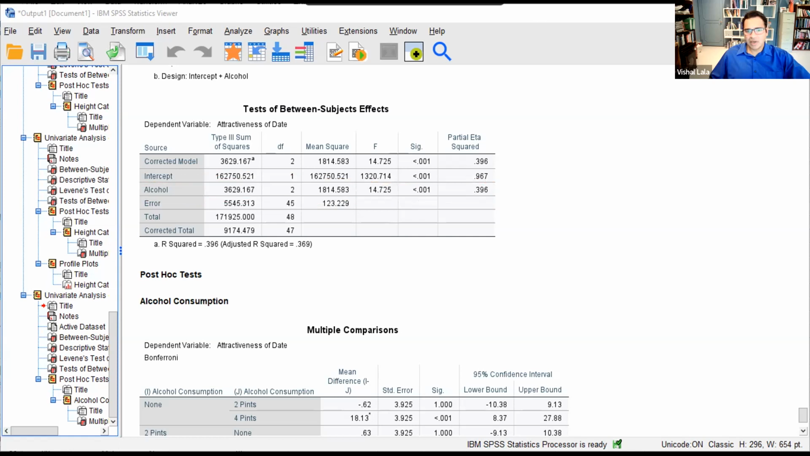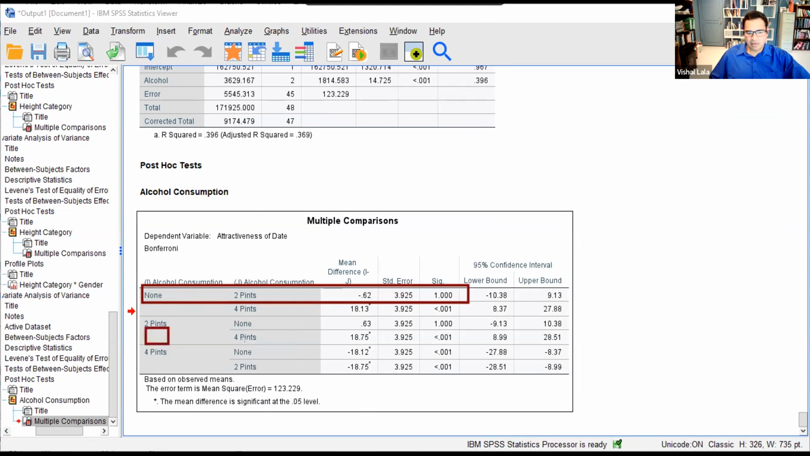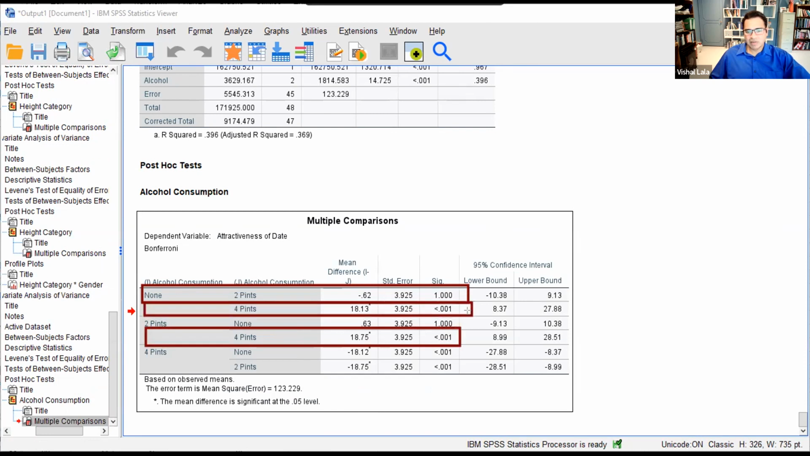We look at pairwise contrasts here, post-hoc contrasts or effects, and we notice that there's a difference that is kind of nuanced: between no beer and 2 pints, there's no difference. But if you look at no beer and 4 pints, there's a difference. Similarly, 2 pints and 4 pints is a difference. So 4 pints seems like a tipping point. Attractiveness of date is much lower when somebody has 4 pints of beer. So this is basically what the beer goggles effect is supposed to be.